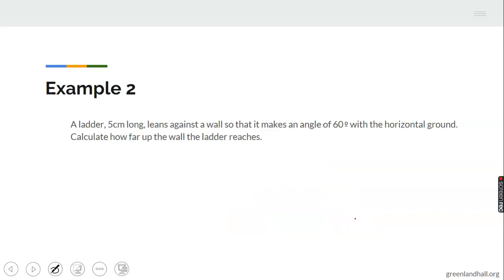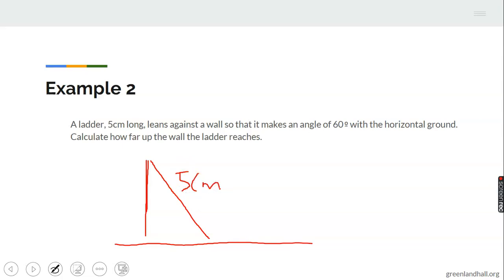Let's go further with this example. A ladder 5 centimeters long leans against a wall. This is your ladder. Okay, let's say this is the wall. Then the ladder is leaning on the wall. This is the ground floor. So the ladder is 5 centimeters long, leans on the wall, and it makes an angle with the horizontal ground. This is the horizontal ground, which is 60.